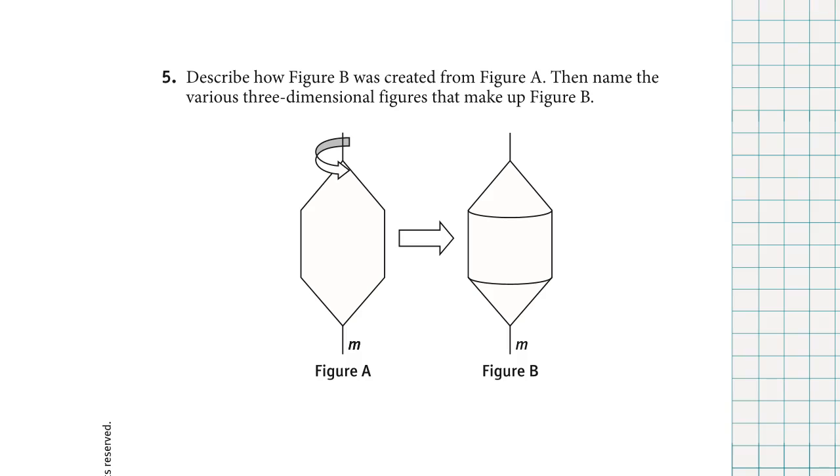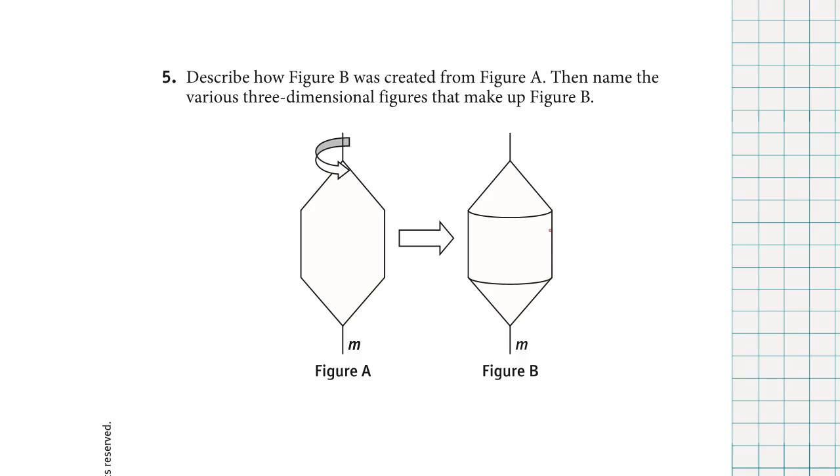Number 5, describe how figure B is created from figure A. So in figure A, we have a flat six-sided shape called a hexagon. Notice this arrow indicating that we want to rotate this around that vertical line. That would create this object here, which is drawn on flat paper, but it's intended to be a three-dimensional object. You have to imagine what this looks like as a three-dimensional solid object.